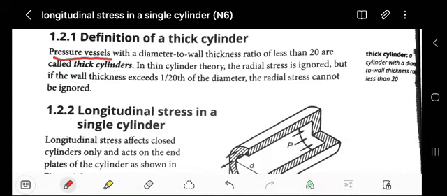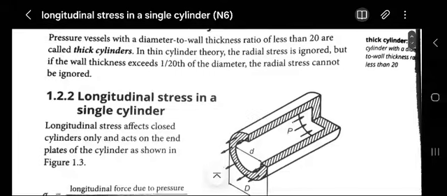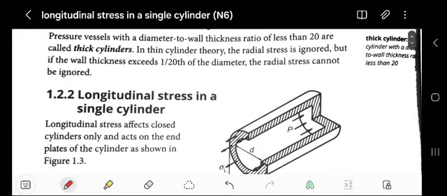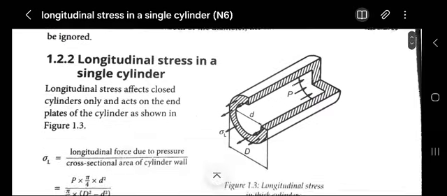A pressure vessel with a diameter to wall thickness ratio less than that is called a thick cylinder. So we are not there. Just for recap, in thin cylinder theory the radial stress is ignored, but when the wall thickness exceeds one over 20 of the diameter, the radial stress cannot be ignored.